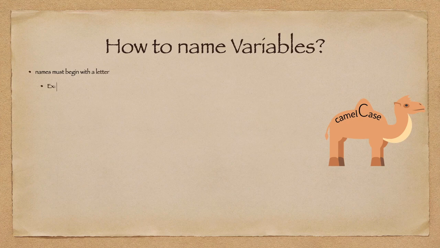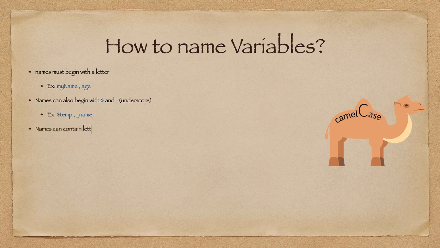How to name variables. Names must begin with a letter. Example, myName or age. Names can also begin with $ signs and underscores. Example, $temp or _name. Names can contain letters, digits, underscores, and $ signs. Example, address1, address2, street_name_1.